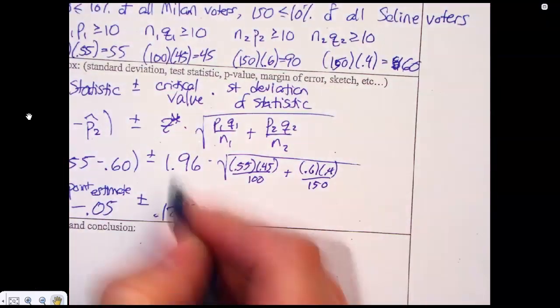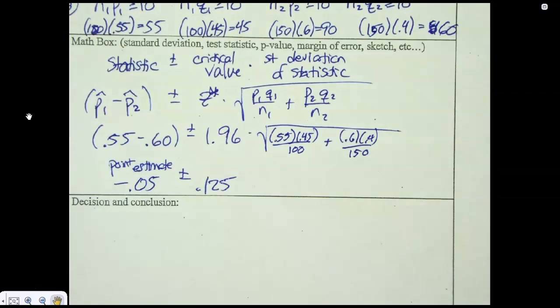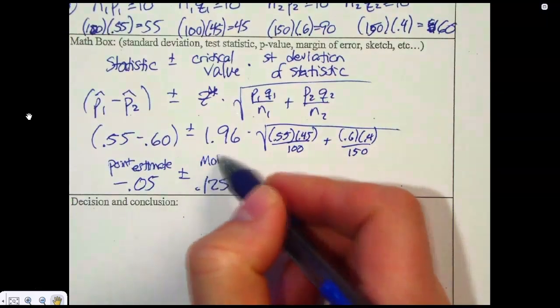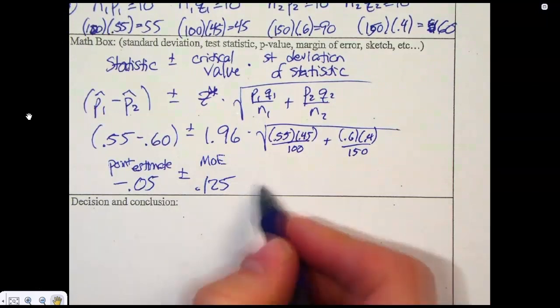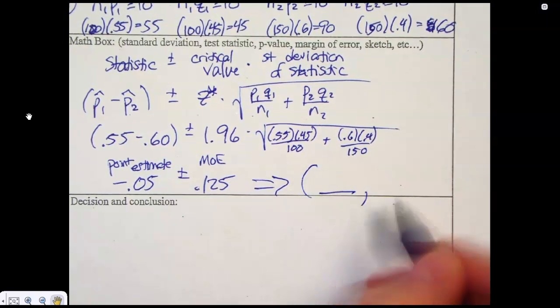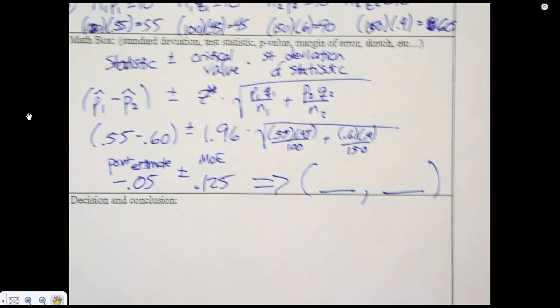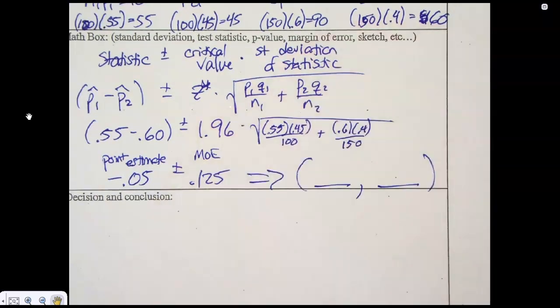And then label that. What's that? That's the margin of error. You can put MOE. And then we're going to make it into a confidence interval. But let me stop. Are we getting 0.125?